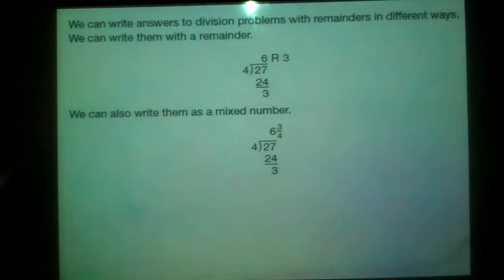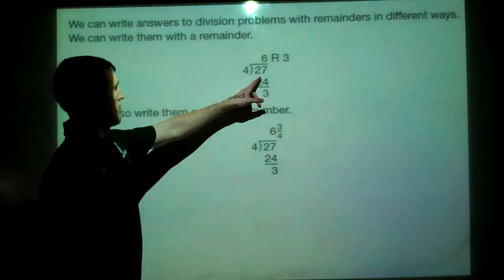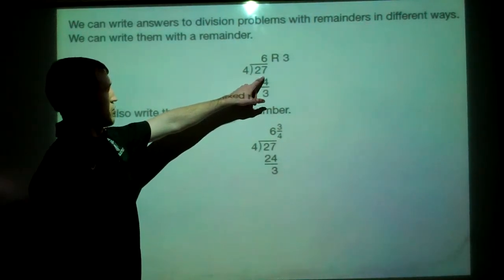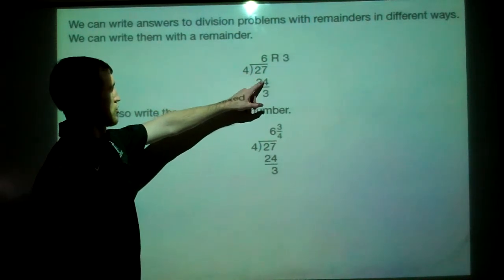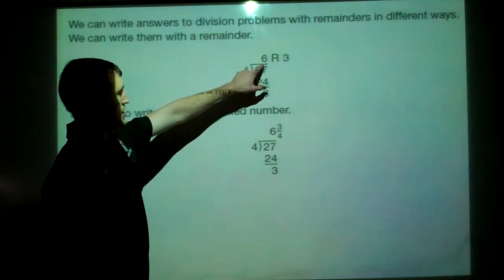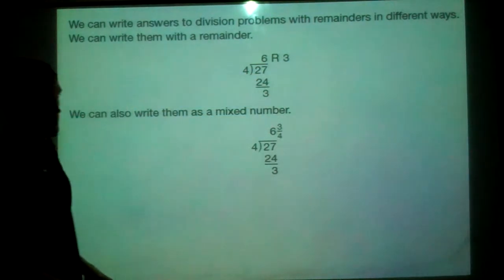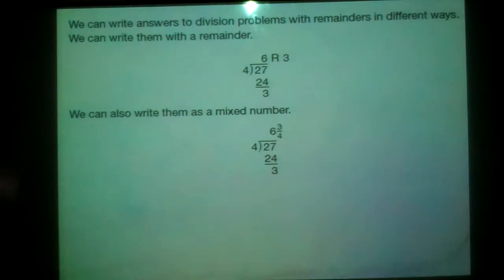Okay, so we'll start off here. We can write answers to division problems with remainders in different ways. We can write them with a remainder. So this is probably what we did when we were very young. If we did 27 divided by 4, 4 goes into 27 6 times. 6 times 4 is 24. Subtract, you get 3. So we would say 6 remainder 3. So we might have written it like that a while back.